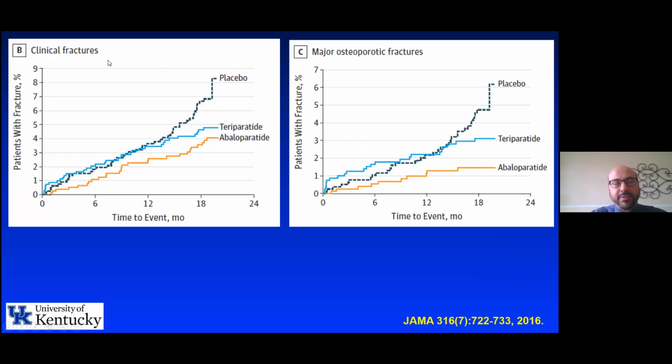You can say maybe it's just a fracture in the tibia or fibula or radius or ulna, but they also looked at the major osteoporotic fractures, which are the vertebrae or the neck of the femur, and also the placebo group had a much higher fracture rate over the 2-year period compared to teriparatide and abaloparatide. So abaloparatide here had the lowest fracture rate.